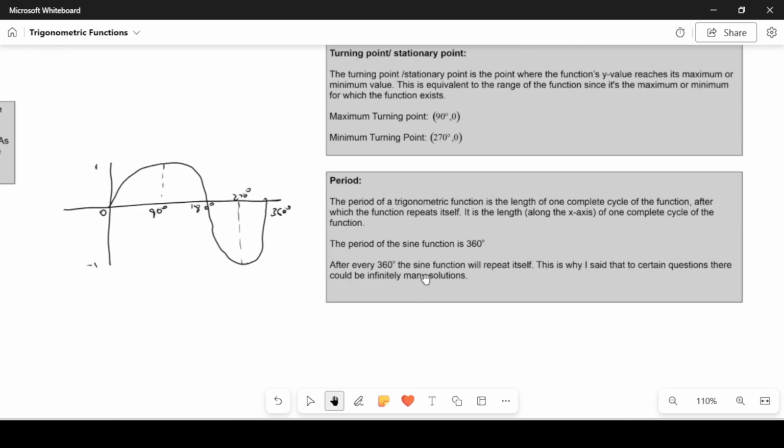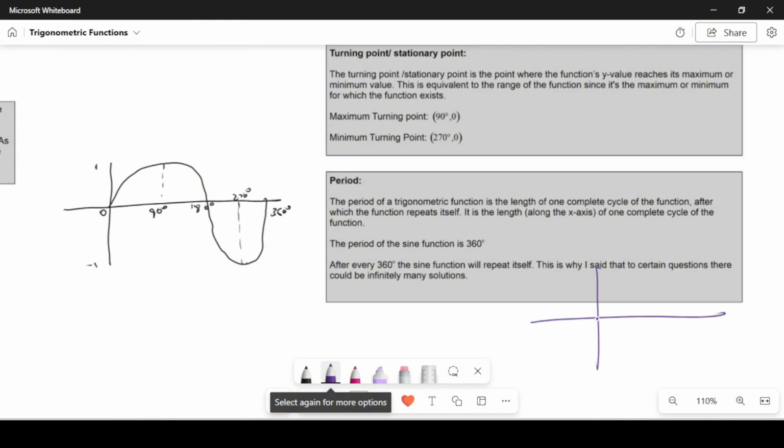You have to. The period of a trigonometric function is the length for one complete cycle. So what's the length, or how much do I need to go in order for me to have the complete image of the sine function? It's 360 degrees. So I need to go from here, from 0 to 360 degrees is the complete image of the sine function. Exactly as I said with the parabola.